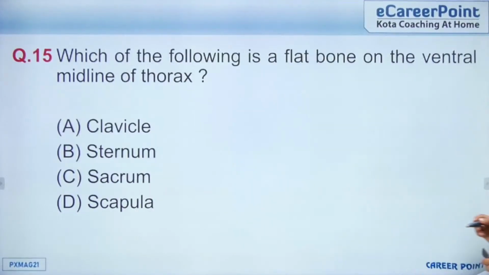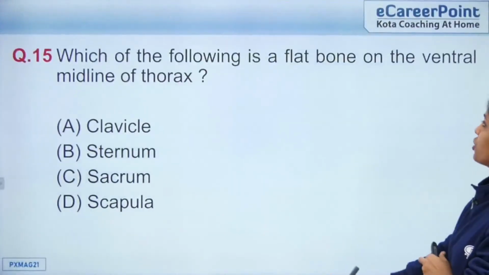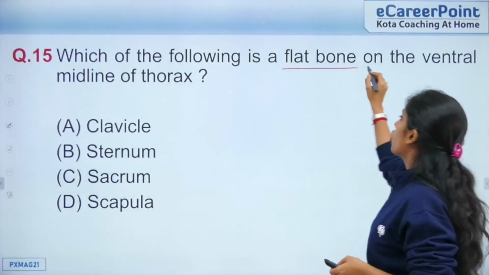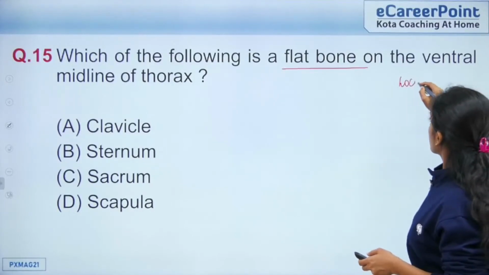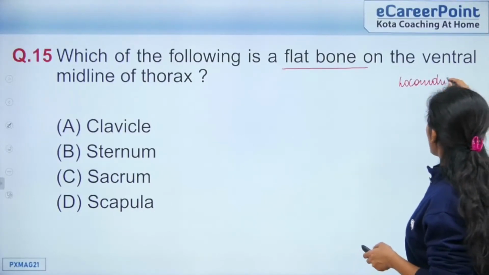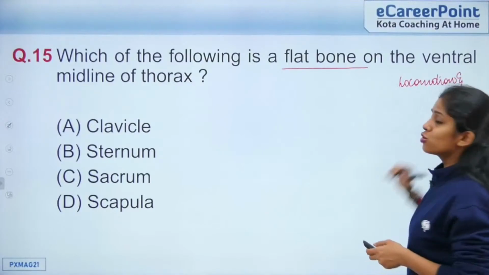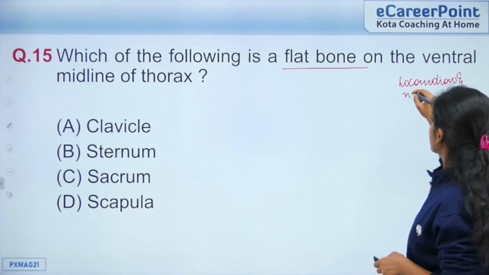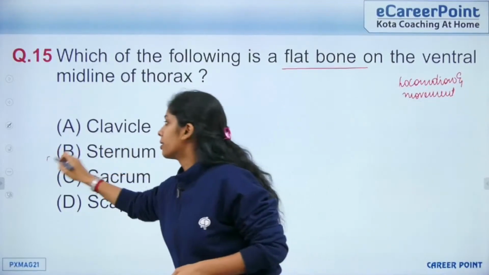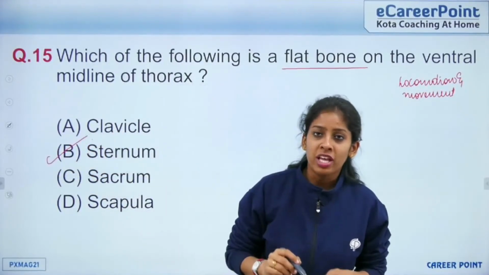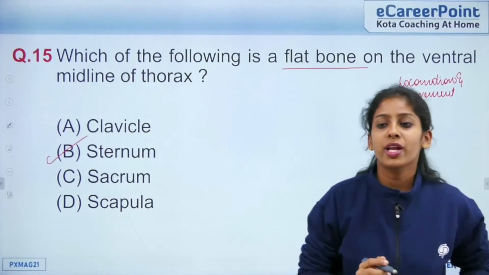So we come to question number 15. Which of the following is a flat bone on the ventral midline of the thorax? So this comes in locomotion and movement, the second half where we talk about the bones of the axial skeleton. So that is sternum. Is it not easy? So how much time do you need to solve the 25 questions?